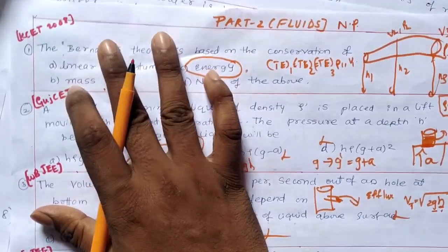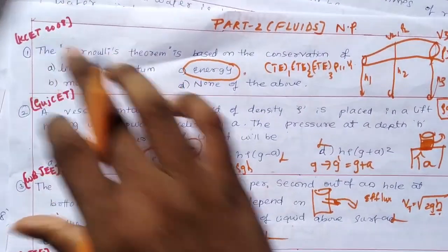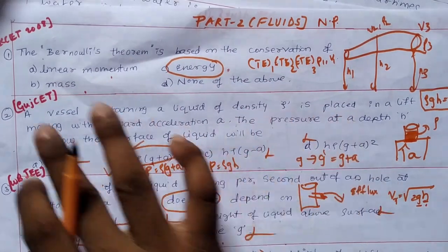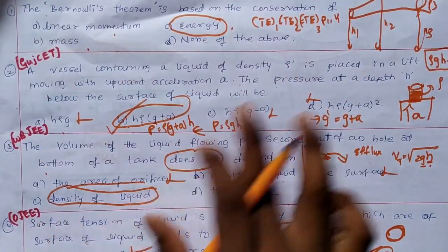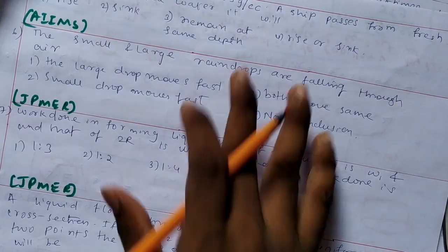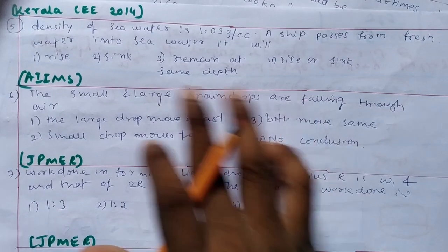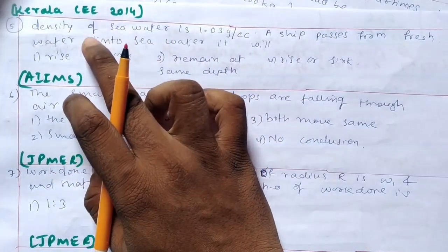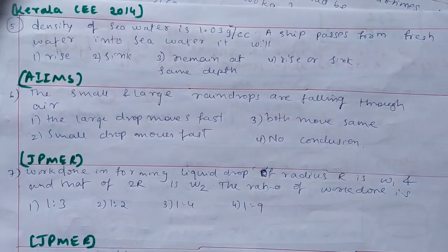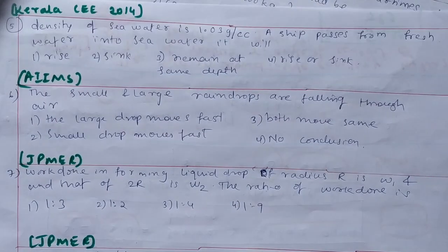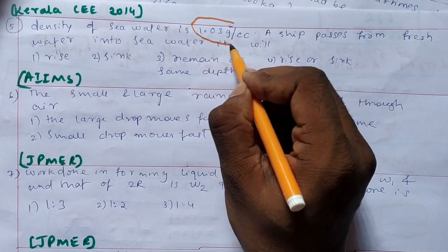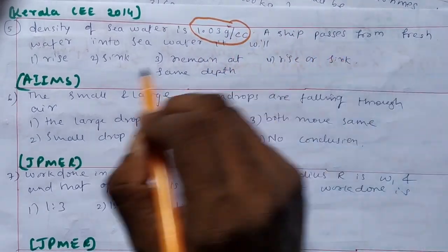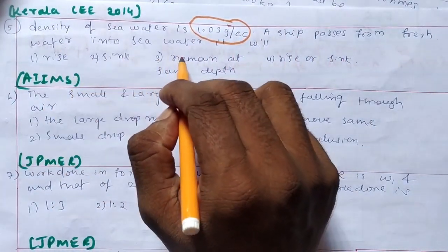See, we have solved one problem KCET 2008, then we have solved Gujarat CET, next WBJEE, OJEE. Next we move on to the next concept. Okay, next problem, that is Kerala CEE 2014. The density of seawater is given as 1.03 gram per cc. A ship passes from fresh water into the seawater.